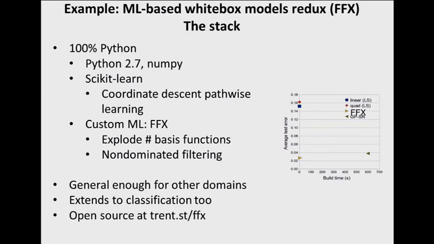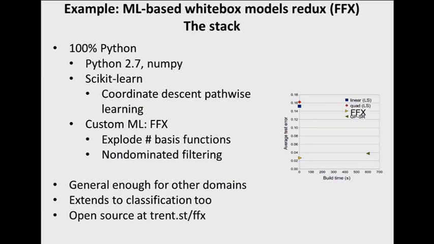Scikit-learn, inside Scikit-learn, there's a whole bunch of different technologies for doing linear regression, including these BHALR approaches. So I'm using coordinate descent pathwise learning. So it's just a particular formulation. And yeah, it's the elastic net formulation problem to solve. And inside there, it's this FFX tool. So FFX wraps the scikit-learn to explode the number of basis functions, to do the non-dominated filtering, et cetera. Of course, this is general enough for other domains.